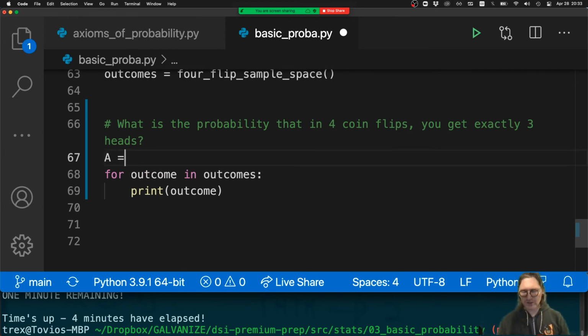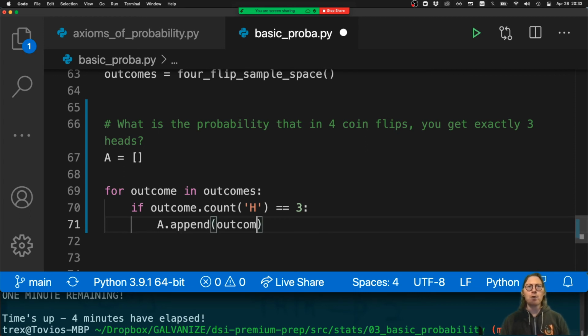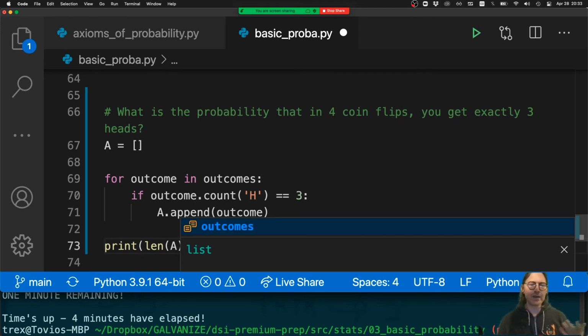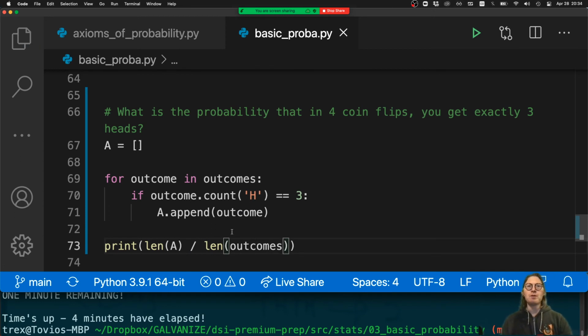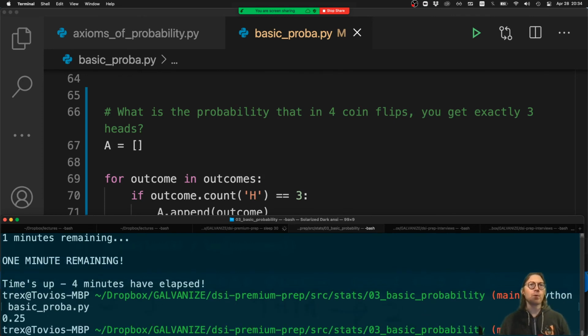Well, let's create our subset A. I'm just going to do a list of lists: for each outcome in outcomes, if the outcome.count of h's is exactly 4, sorry, exactly 3, then we can append that outcome to A. And our probability is simply going to be the length of A divided by the length of the outcomes. Outcomes is a stand-in here for S. So the probability that in 4 coin flips you get exactly 3 heads is going to be 0.25.